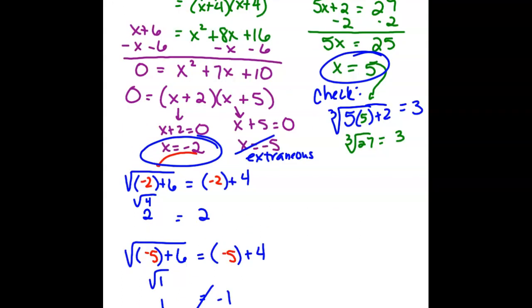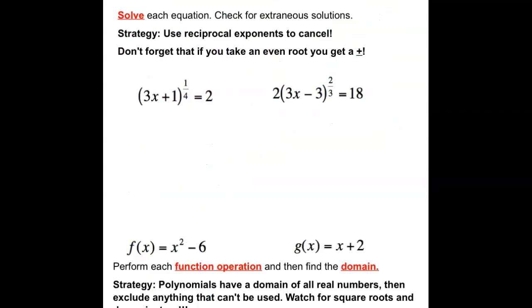All right, moving on. Our next topic, we're solving again, checking for extraneous solutions. This time we're going to use reciprocal exponents to cancel things out. Instead of having a fourth root symbol, we have this 1/4 power. But remember, the bottom number is our root. So we are taking a fourth root. To undo that, we're raising it to the 4th power. So the reciprocal again of 1/4 would be 4/1.